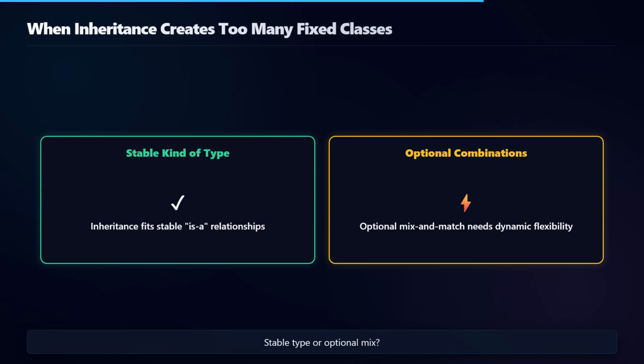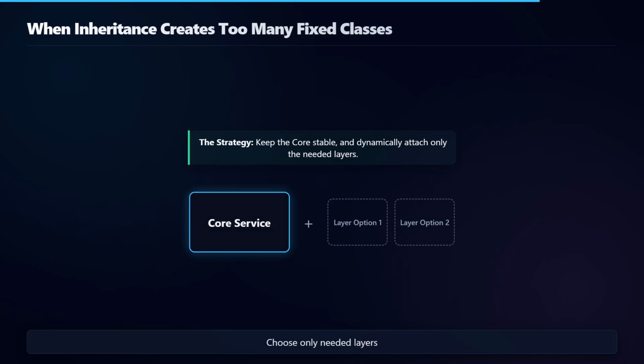Inheritance is not the enemy. It remains a good fit for stable ISA relationships. The real problem is forcing every optional combination into a fixed class. We need to keep the core and choose only the needed layers.